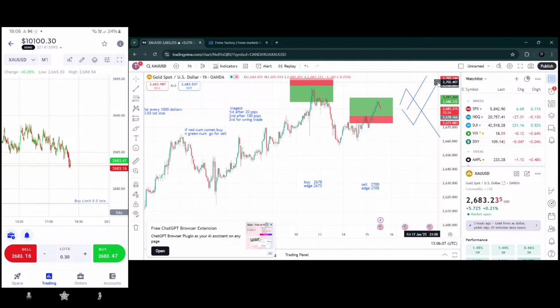So the market is moving at 2683 and almost 24 minutes are left. We'll see what happens.